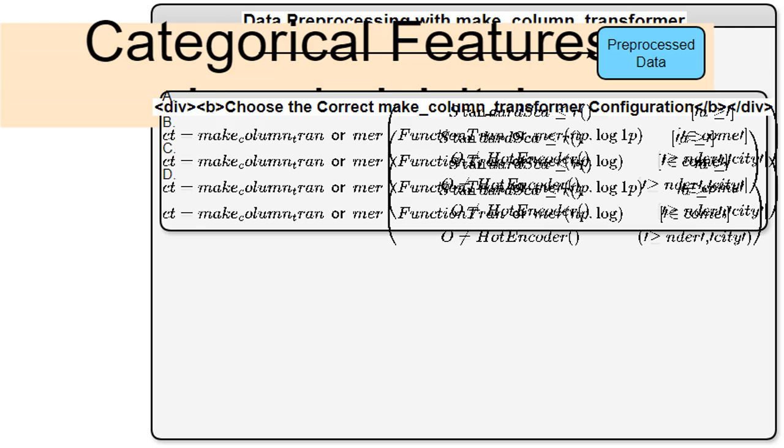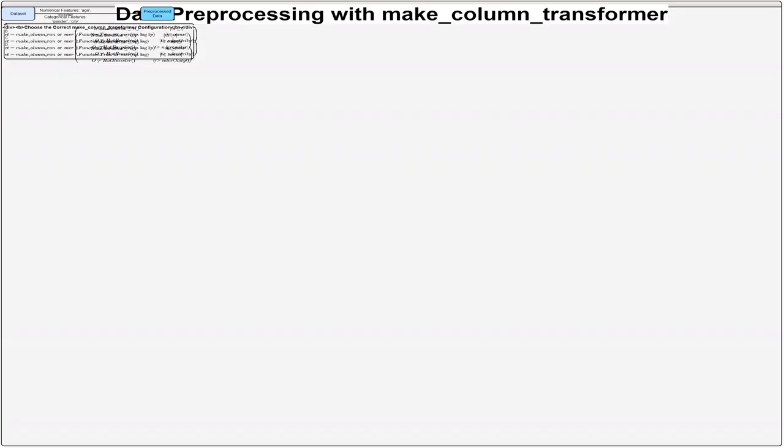This option uses STANDARDSCALER to standardize age, FUNCTIONTRANSFORMER with log 1 plus x to safely log transform income, and ONEHOTENCODER for gender and city. It's the correct approach. I have a dataset with both numerical and categorical variables which I need to pre-process.